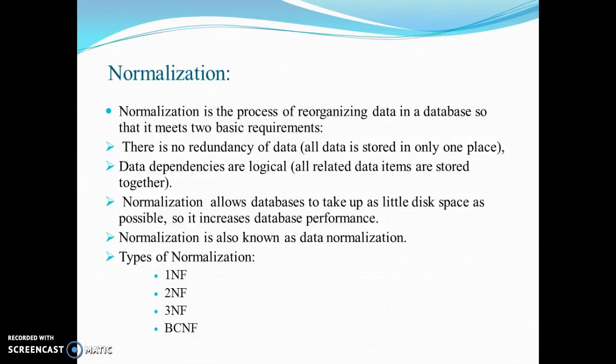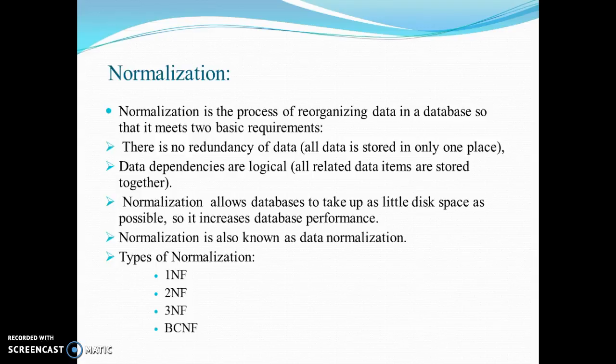Okay, now I'm coming to the main part, that is called normalization. Normalization is the process of organizing data in a database so that it meets two basic requirements. There is no redundancy of data, that means all data is stored in only one place. Data dependencies are logical, all data items are stored together, and normalization allows the database to take up as little disk space as possible. So it increases database performance.